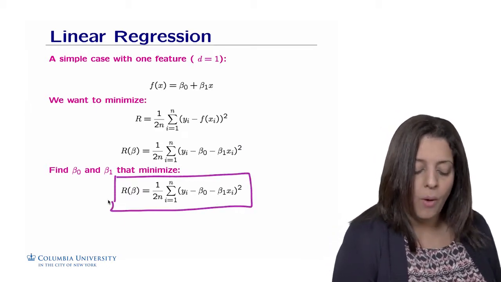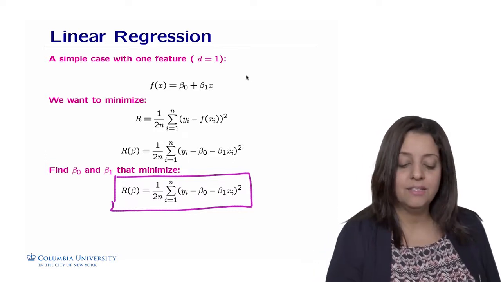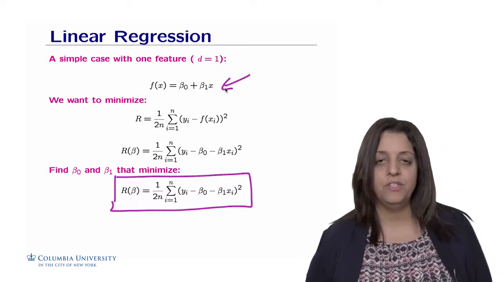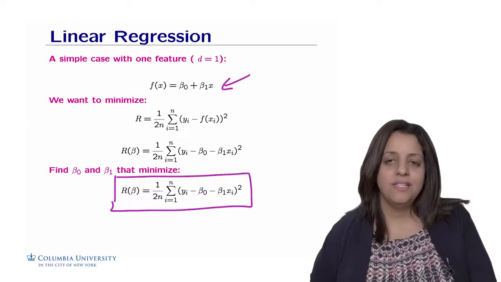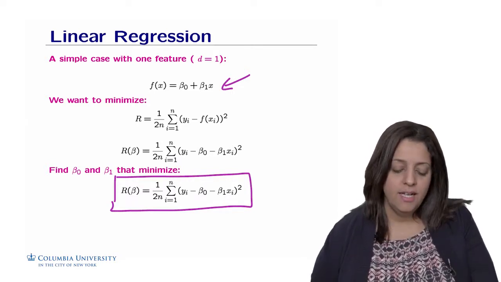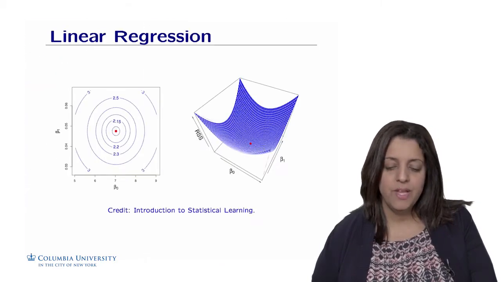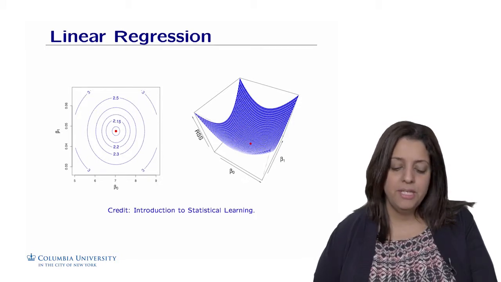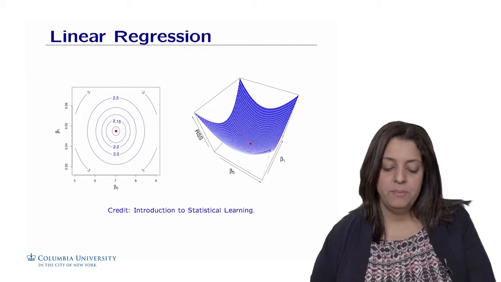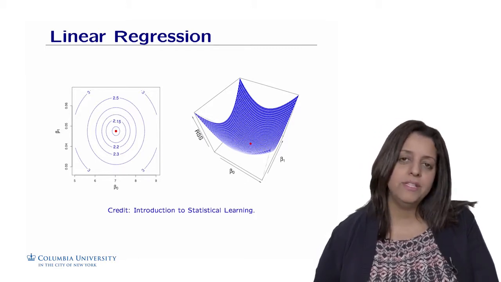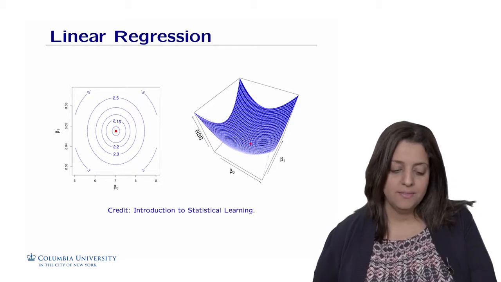So see how when we plug in the shape of the function f, which is a linear function of the feature x, we get this new risk function that looks like this. Notice that this function is a quadratic function. It will look like a bowl if we plot it, just like shown in this picture. So the function will look like a bowl with the optimal value for beta 0 and beta 1 at the bottom of the bowl. So there is only one optimal solution that minimizes the risk in this case.